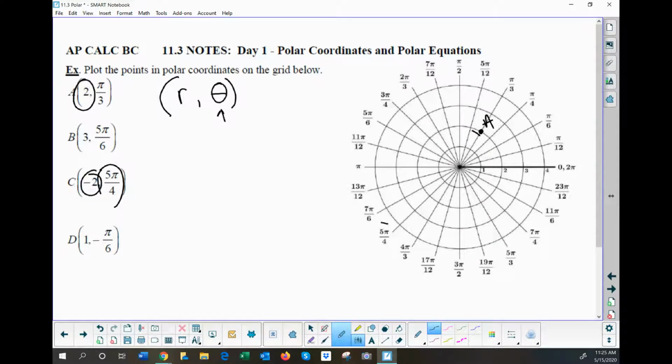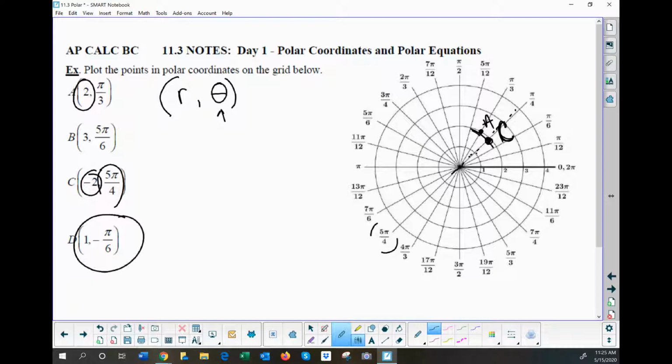Next, for C, we want -2, so we'll talk about what a negative does, but first let's find 5 pi over 4. 5 pi over 4 will radiate all the way around here, and this will be the positive branch of our plotting. I want -2. If I plotted here, that's actually +2. So I bounce over to the other side. If I bounce over 1, 2, I'm going to be locating, I guess it's point C right there. Okay, that negative causes us to bounce back across.